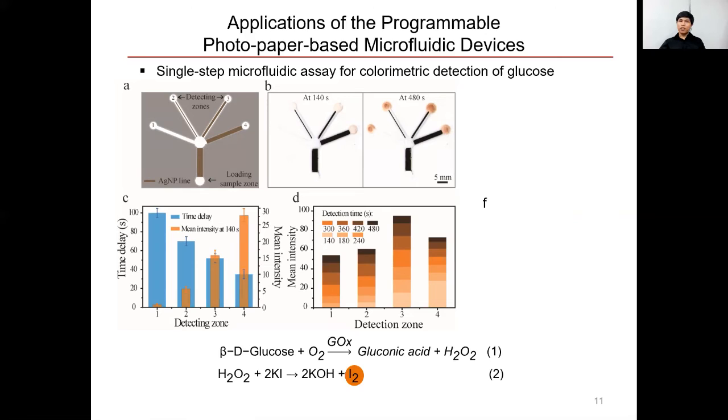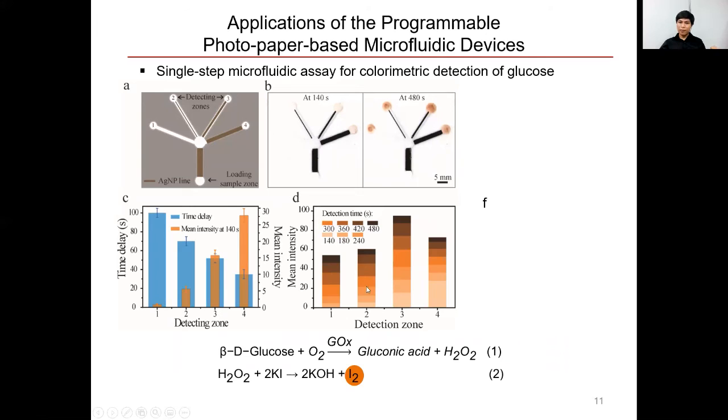First, we use a single-step microfluidic assay for detection of glucose using a colorimetric method. We can detect glucose using the glucose oxidase enzyme, and after reaction, it provides a color change. In this case, we modify the silver line in order to deliver the sample very fast, so we can get early detection time and higher signal intensity.